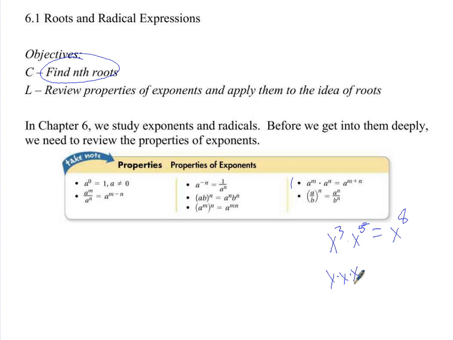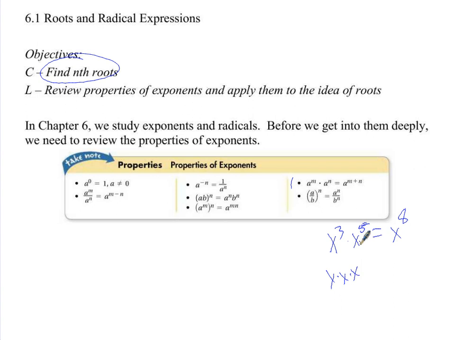You've got to remember that exponents are a shorthand way of writing repeated multiplication, just like multiplication is a shorthand way of writing repeated addition. Like if I did 3 plus 3 plus 3 plus 3 plus 3, what I'd have is 5 times 3. That's repeated addition. This is repeated multiplication. So x to the 3rd turns into x times x times x.